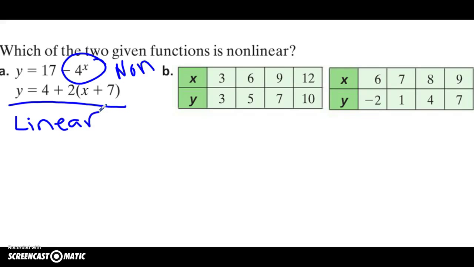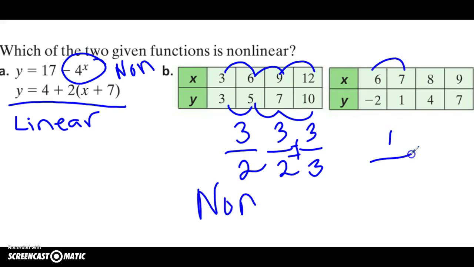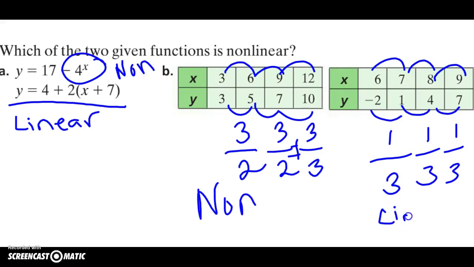In letter B, we look at the comparison from x to y. So 3 to 6 is 3, 3 to 5 is 2. 6 to 9 is 3, 5 to 7 is 2. 9 to 12 is 3, 7 to 10 is 3. These are not equal, so it's nonlinear. 6 to 7 is 1, negative 2 to 1 is 3, 7 to 8 is 1, 1 to 4 is 3, 8 to 9 is 1, and 4 to 3 is 7. So these are linear.